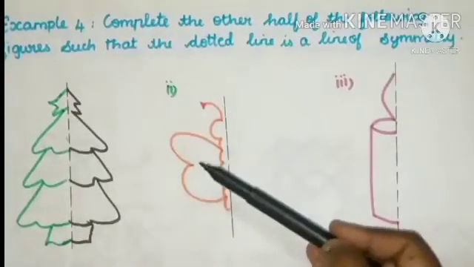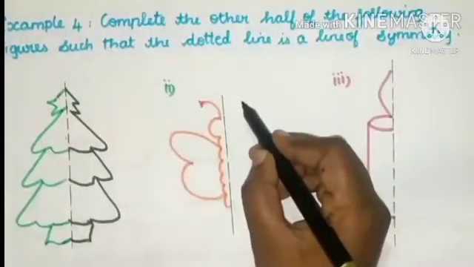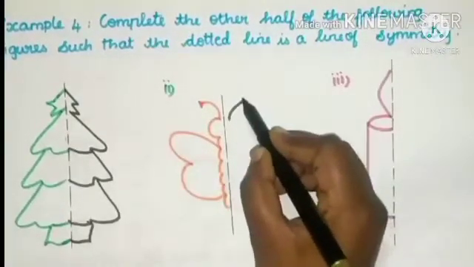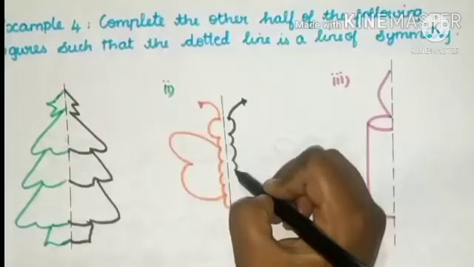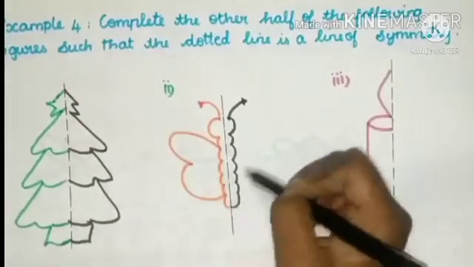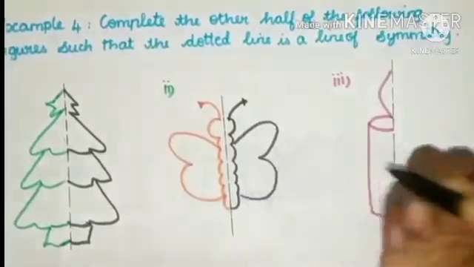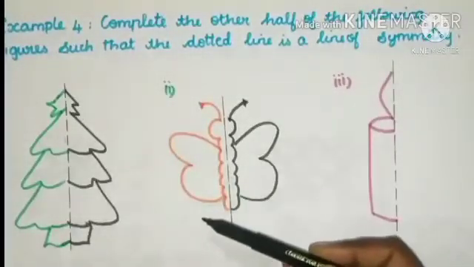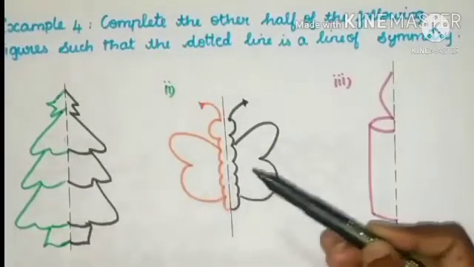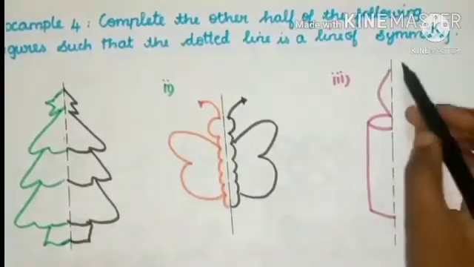Now let's find the other half of the picture of this butterfly. See, it is also a line of symmetry because it divides into two equal halves. So, it is also a line of symmetry. Now, let's find the other half of this image.